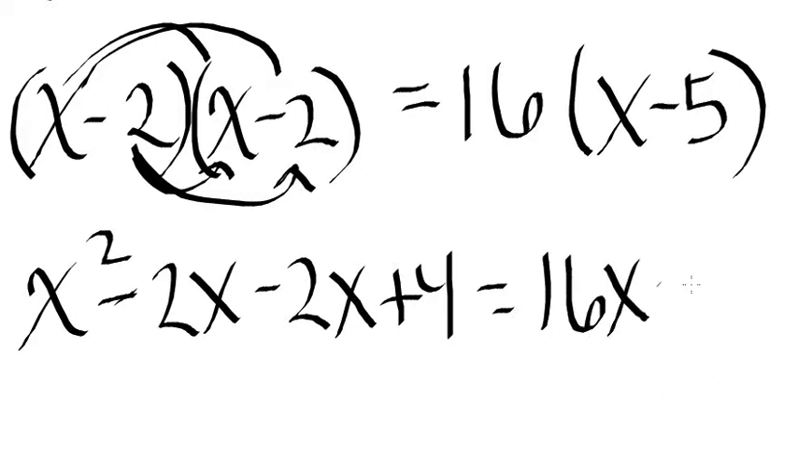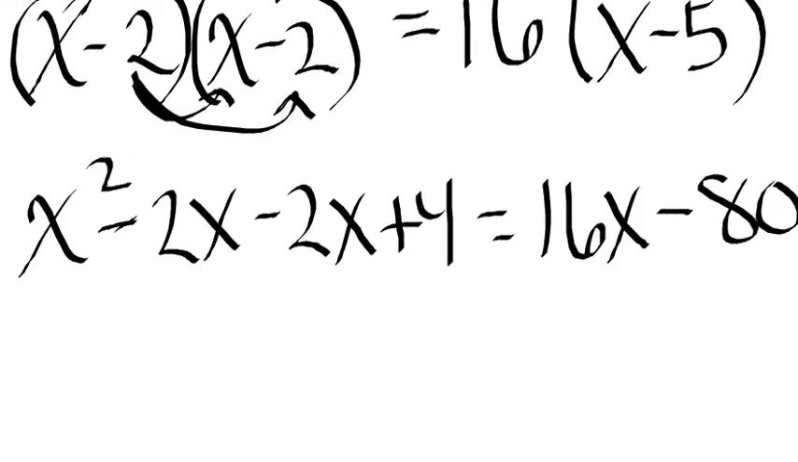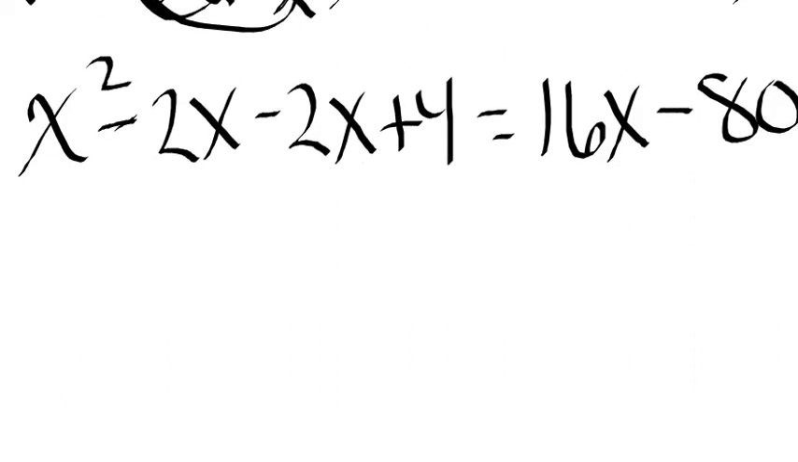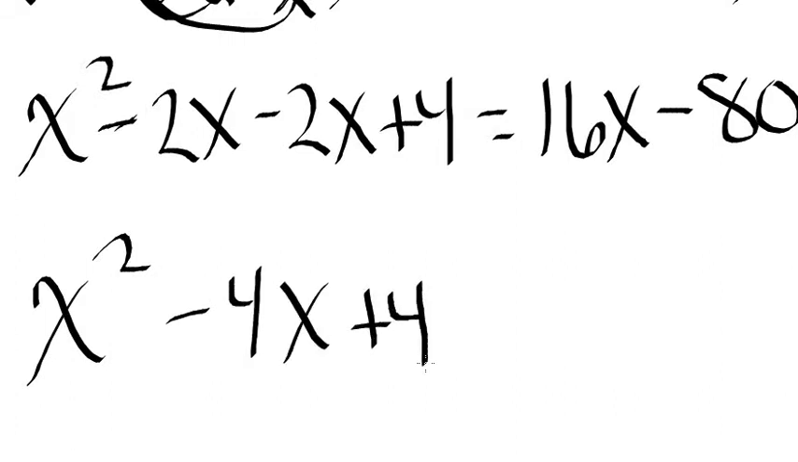Go ahead and distribute that 16 across. 16 times 5, what is 16 times 5? 32, 64, 80. Is that right? Yeah, it's 80. Anyway. All right, cleaning this thing up. We have x squared minus 4x plus 4 is equal to 16x minus 80.